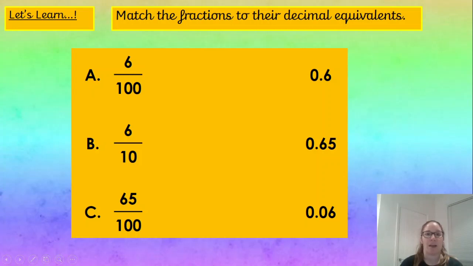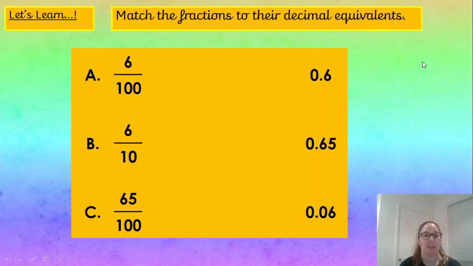Okay, have a go at matching the fractions here to their decimal equivalents. So we've got 6/100ths, 6/10ths, 65/100ths. Have a go at doing that. Quite tricky sometimes, aren't they? Oh, I just said the word tricky again. Must stop that.